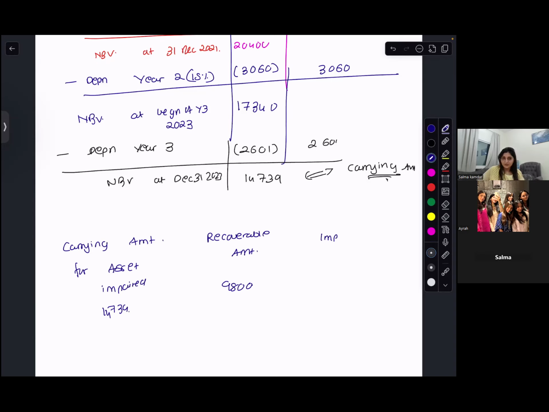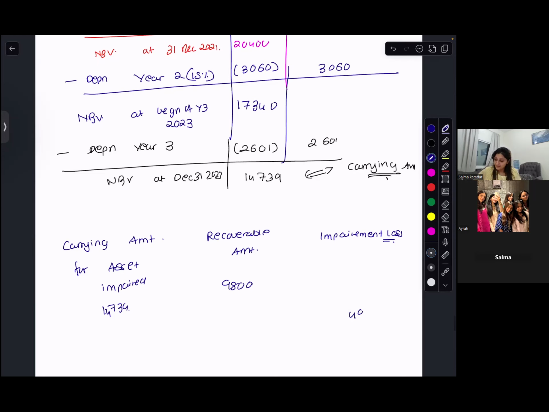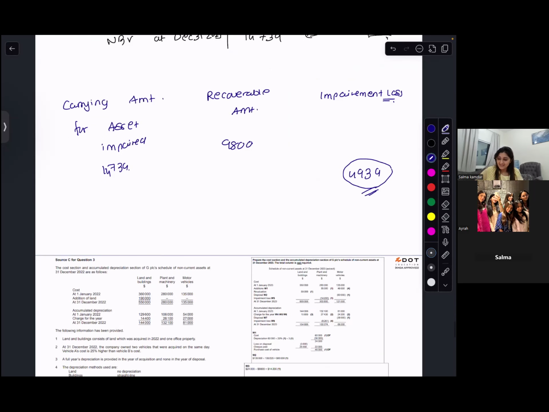So impairment loss is how much? 14,739 minus 9,800, right? So you get 4,939. Impairment loss is 4,939. Okay. Now let's look at the asset.